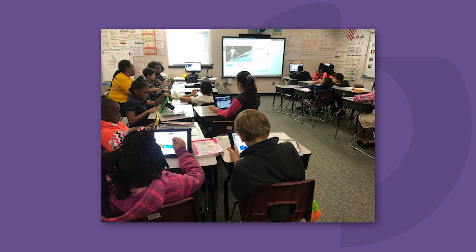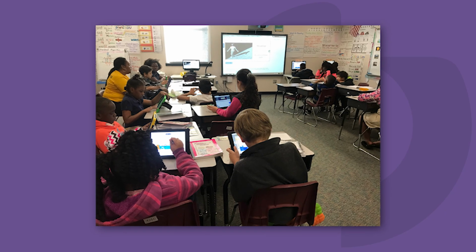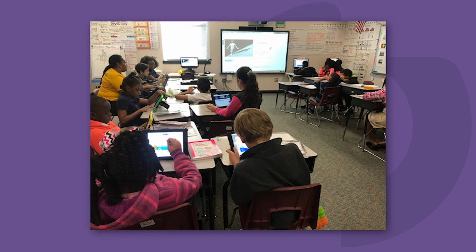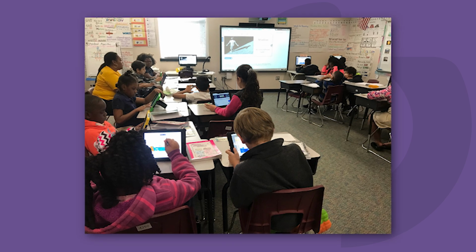So having those sentence stems readily available for students to promote discussion so that they're feeling confident, and oftentimes allowing them to share in smaller settings before they share with a larger setting so that they have the support of others in order to push them towards greatness and share with the rest of the class in a comfortable way.